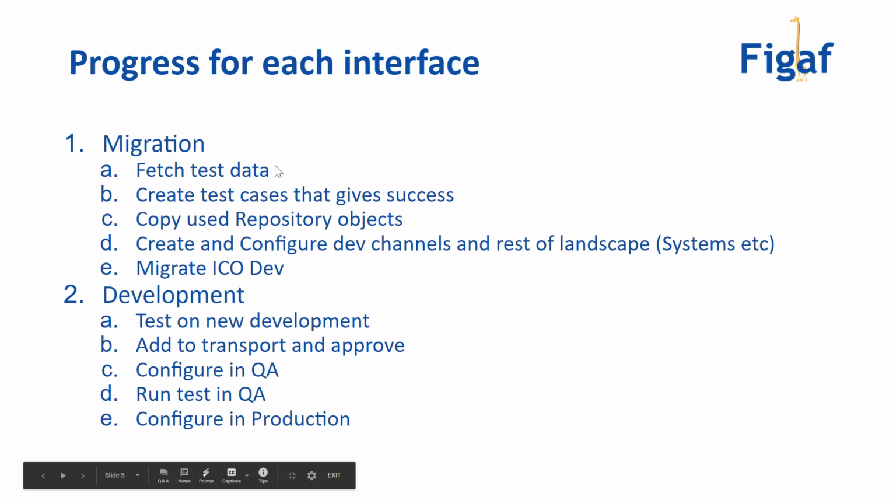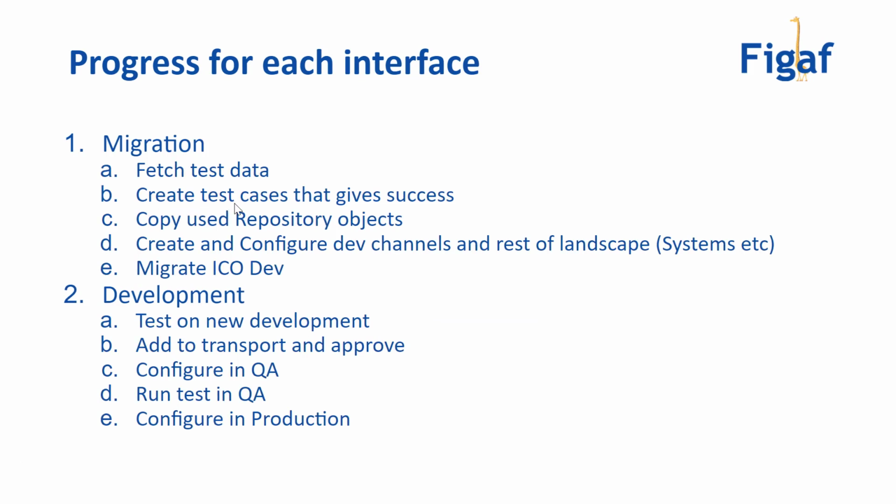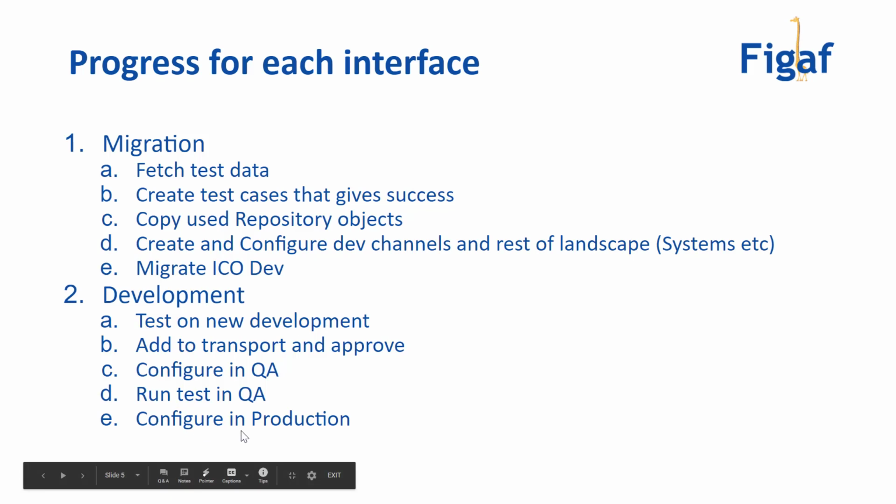In the migration, we first want to make sure we have test data. We want to create the test cases and make sure that they're giving a successful result. Then we want to copy the repository data, configure communication channels in the new system, and then we want to migrate the ICO to the new system. Then we want to make sure that everything works as we expected, and then once that is done, we can migrate it in our new landscape to QA, run the test, and further into production.